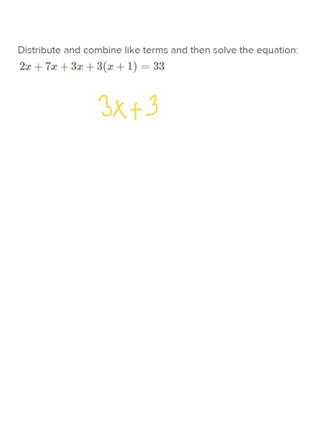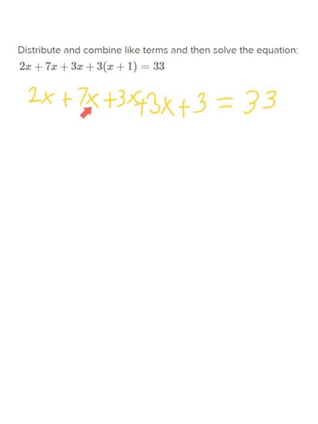Now I'm going to write down the rest of the equation. I still have 33 on the right-hand side. On the left-hand side, I still have 2x plus 7x plus 3x. Now it says to combine like terms. All of these terms here, the 2x, the 7x, the 3x, and the 3x, there should be a plus sign in there, they are all on the same side of the equation.